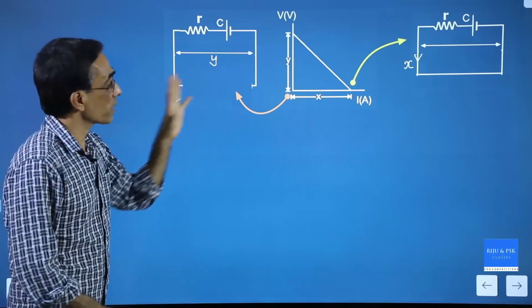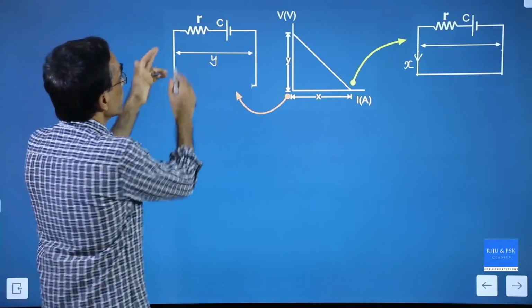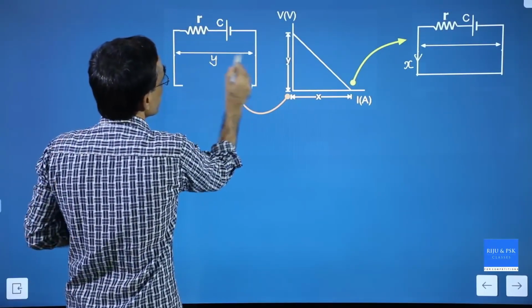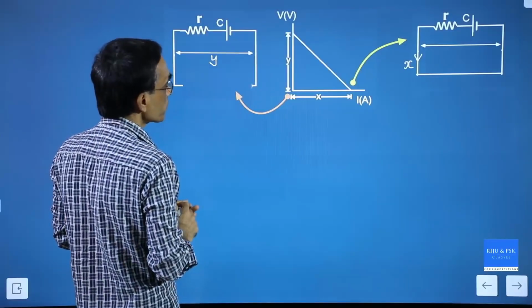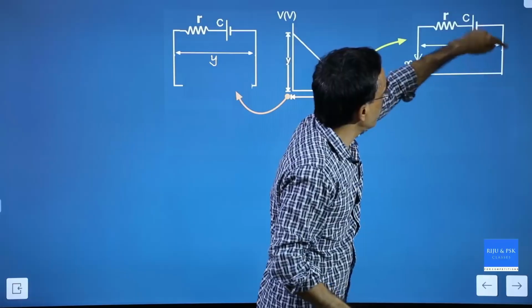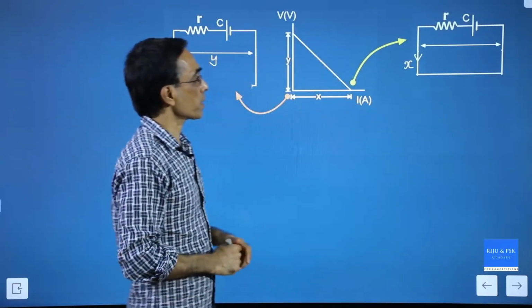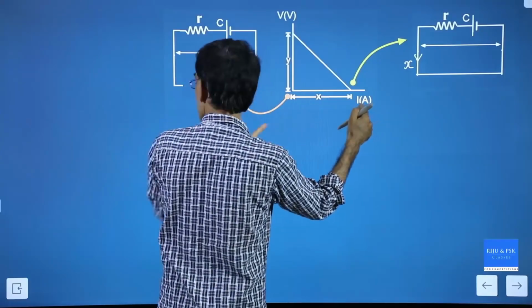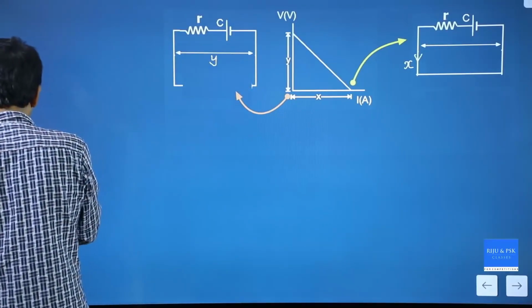For understanding, I have done some graphics here. The internal resistance, the cell circuit, no ammeter, no voltmeter. Same thing, the internal cell circuit like this, no voltmeter, no ammeter. Now look at the graph. This graph has current on the x-axis and voltage on the y-axis.